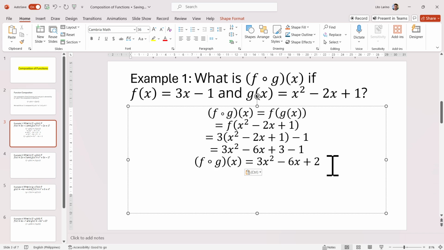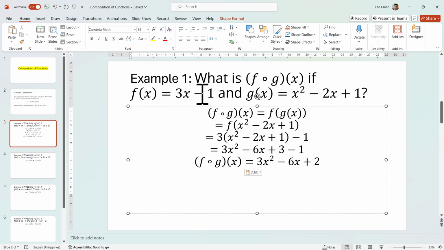How is it done? If we have f composed of g of x, this is equal to f of g of x. We will evaluate our f of x at the specified value of g of x, or we will evaluate our f of x function at the expression given for g of x. So that is f of x here is the g of x, which is x squared minus 2x plus 1. And we have here f of x squared minus 2x plus 1.